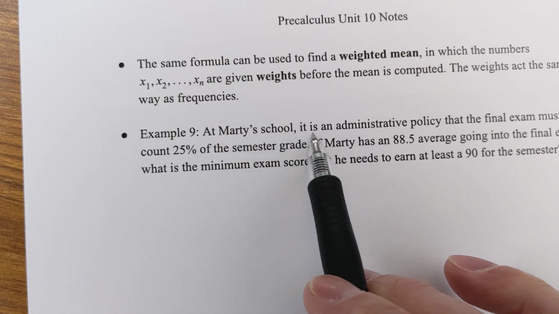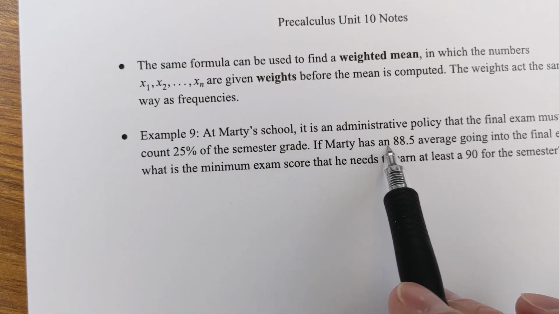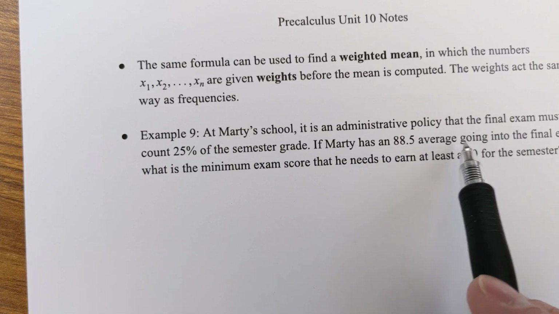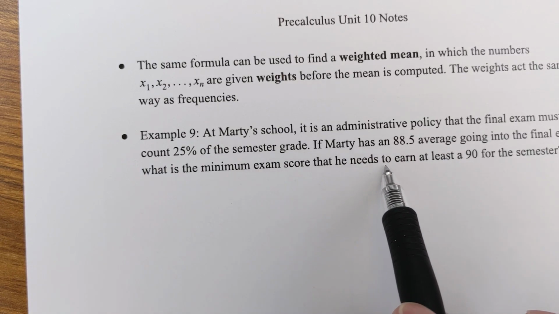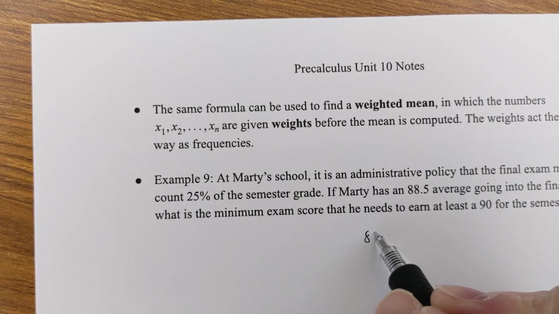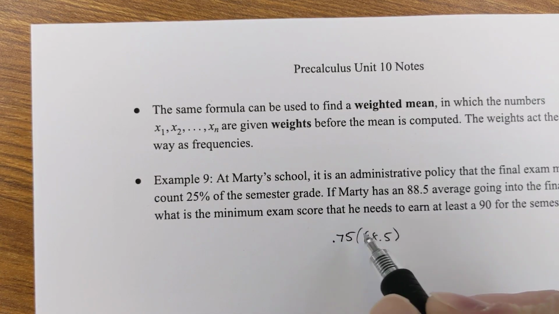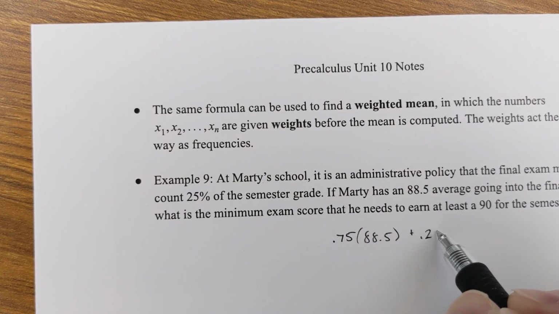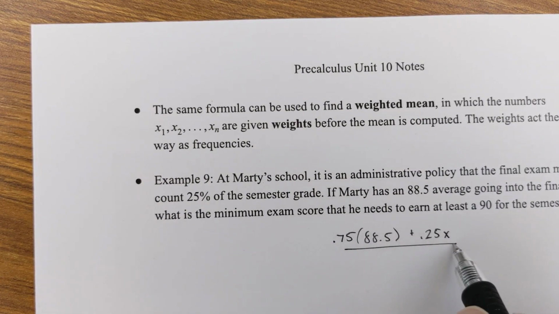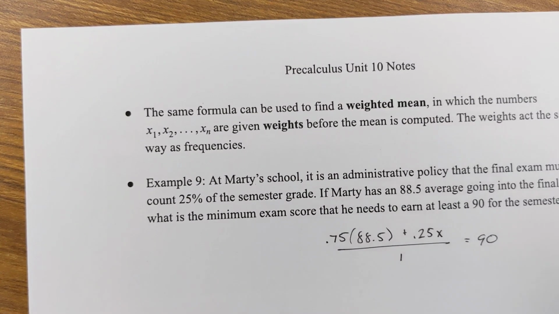So example, at Marty's school, it's administrative policy that the final exam must count for 25% of the semester grade. If Marty has an 88.5 average going into the final exam, what's the minimum exam score he needs to earn at least 90% for the semester? So he has an 88.5, and that's going to be worth 75% of his grade, plus 25% is the final exam, all divided by 1 for 100% of his grade. And he wants to get a 90 for the semester. So this would be what your setup would look like.